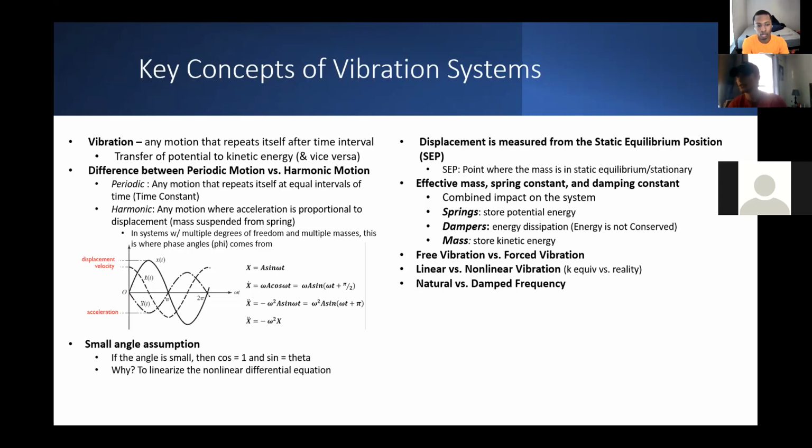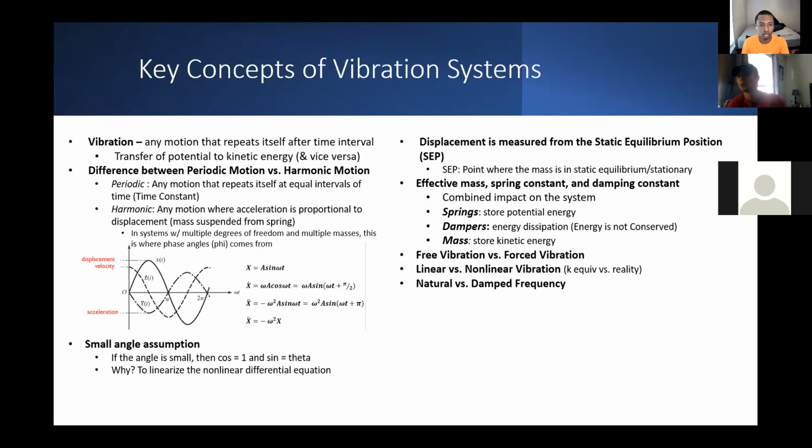Linear versus nonlinear vibration. Linear vibration is where we can use superposition, and it's more of an idealized case versus nonlinear. That's where the K equivalent comes from when you combine all of that. Nonlinear is more of what reality is, but we don't focus too much on that in this class.